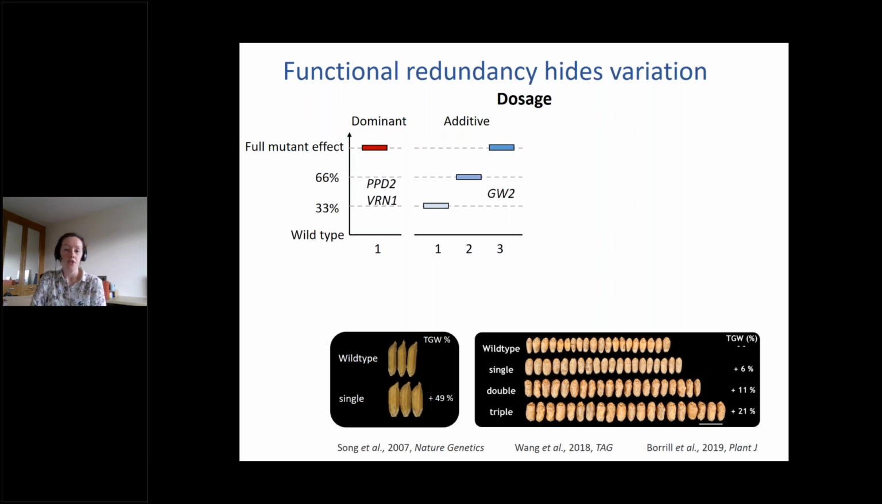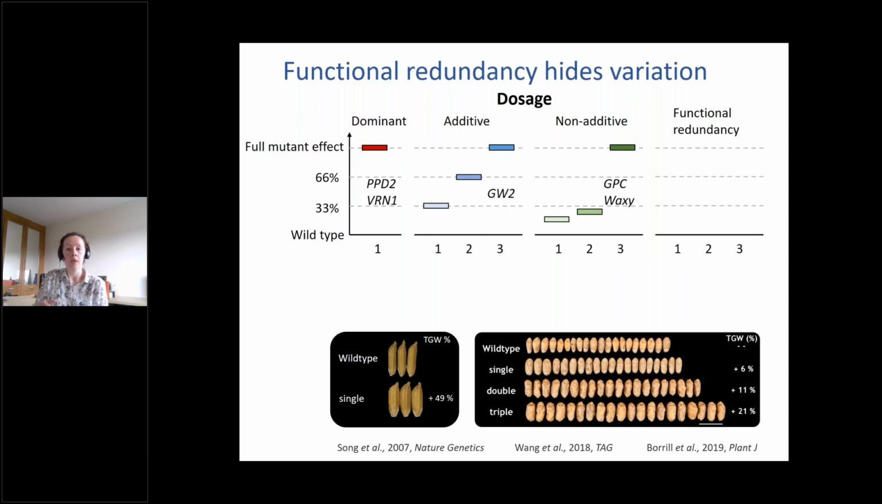There are other possible dosage effects that we could see in wheat. For example, non-additive effects, where if you knock out 1 copy, you get a small effect. Knock out 2 copies, you get a small but slightly bigger effect. And it's only when you knock out all 3 copies, you get a really strong effect that's very phenotypically noticeable. And there are genes that are known in wheat to play a non-additive role. For example, GPC, grain protein content, and also the waxy gene involved in amylose synthesis in the grain.